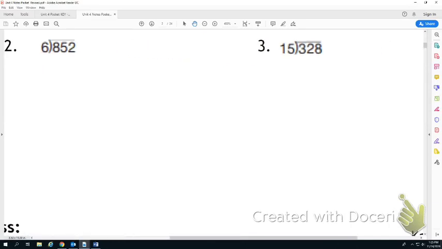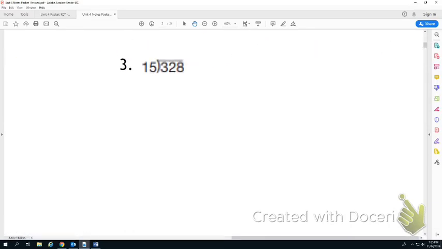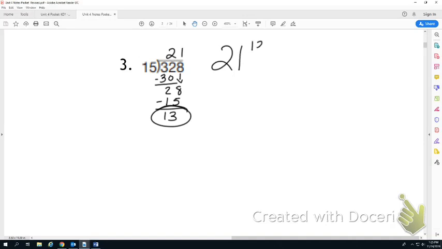The next one's a little bit different than those. So how many times will 15 go into 32? 2. Twice. 2 times 15? 30. 32 minus 30? 2. Drop down the 8. How many times will 15 go into 28? 1 times 15? 15. 28 minus 15? Okay, so whenever you have a remainder, how we're going to write this? 13 over 15, your remainder over your divisor. Talk about those terms here in a minute.